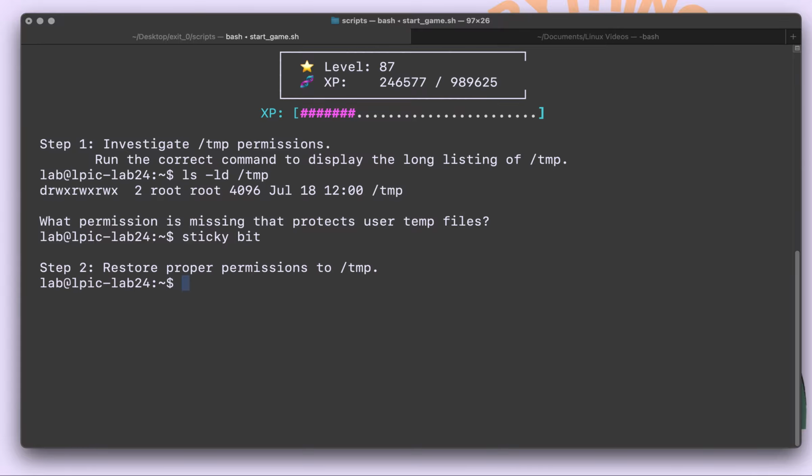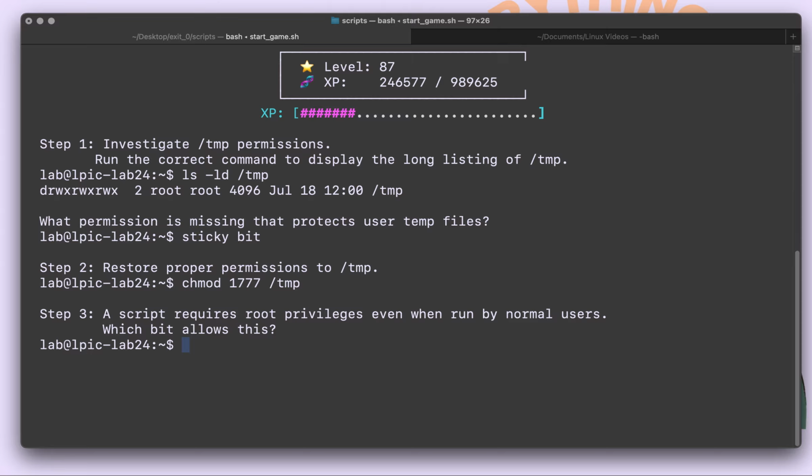Restore proper permission to /tmp, or the temp directory. So we could do that with the chmod command. And normally you'd have to do sudo, so you'd have to have elevated permissions or root permission to do this, but we're gonna do it. So chmod 1777. What we're saying here, the 1 represents the sticky bit. The first 7 is the owner, which is saying that they have full permissions. The middle is the group, and the last one is any other random user also has full access. And then we need to put in the directory, which is tmp.